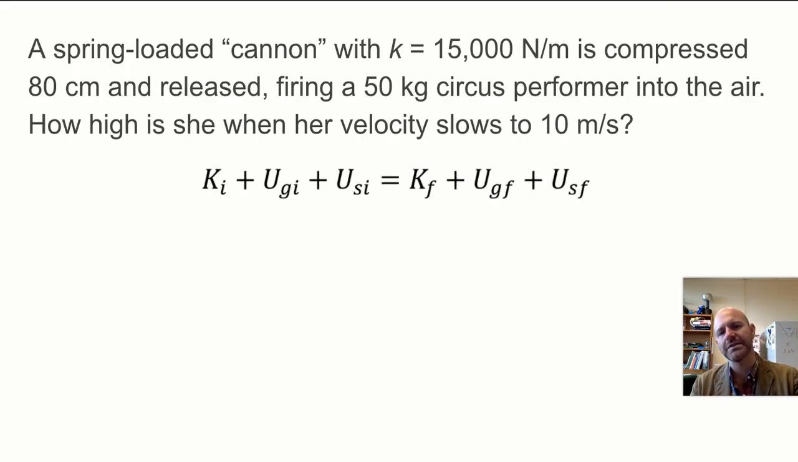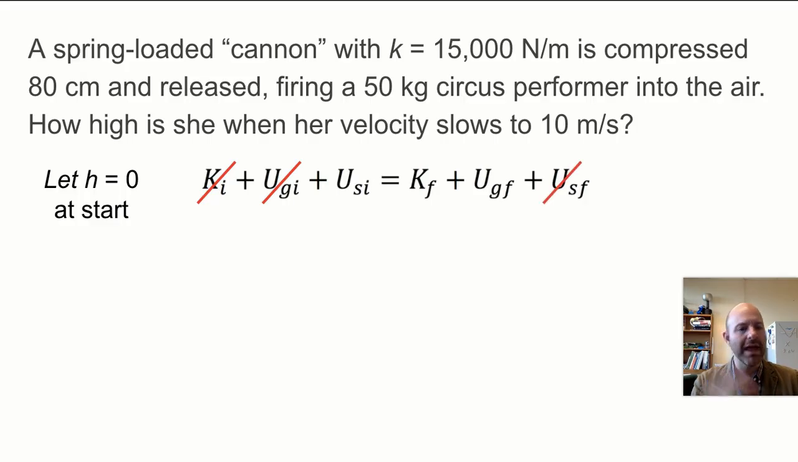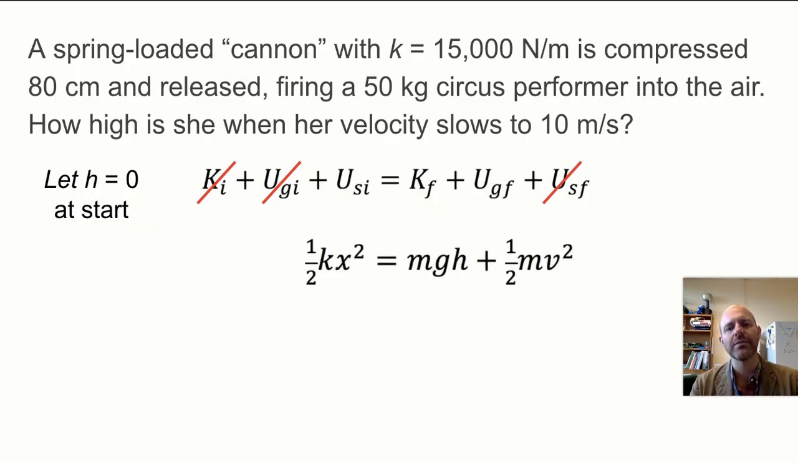So we start with our conservation of energy equation. Initially, we'll call height at the beginning 0, which means gravitational potential energy starts at 0. We start at rest, so kinetic energy is 0. We only have spring at the beginning. At the end, there's no spring because it's been uncompressed. And so we can rewrite our equation with all the variables there. 1/2 kx squared is mgh plus 1/2 mv squared.